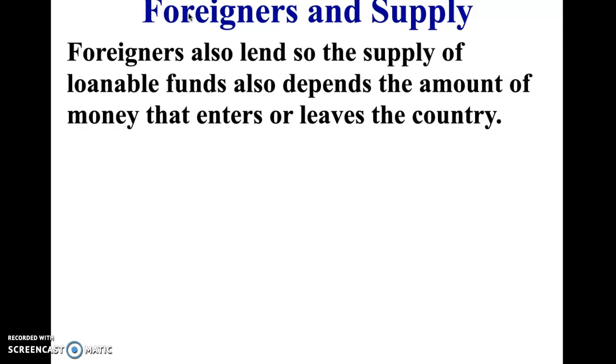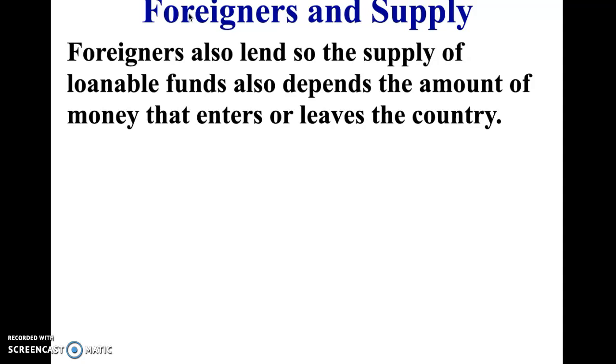Foreigners also impact the supply. So foreigners, they look for interest rates. If they see high interest rates in a country, they're going to want to put their money in those banks. If they see low interest rates, they're going to want to take their money out of those banks and put it in other countries that have higher interest rates. So they lend to the supply as well.